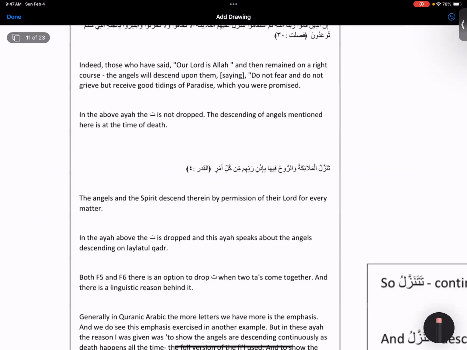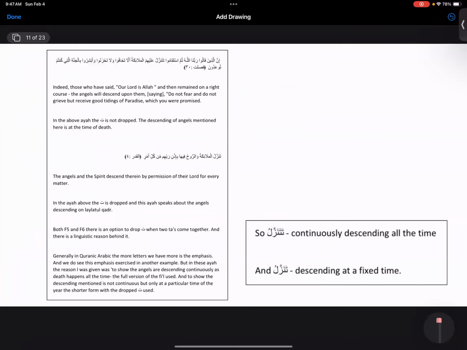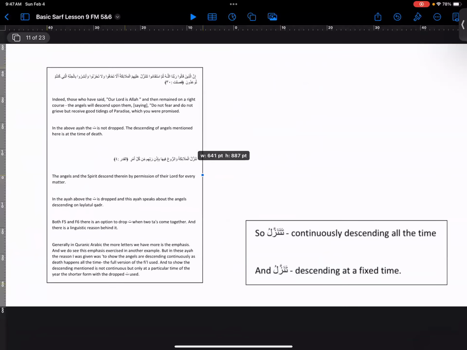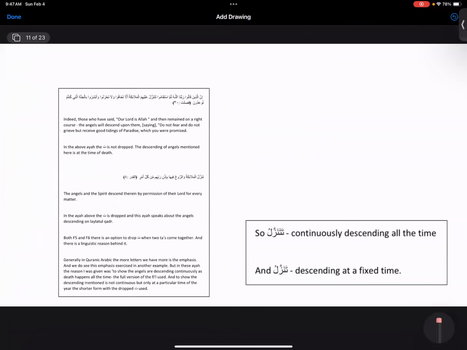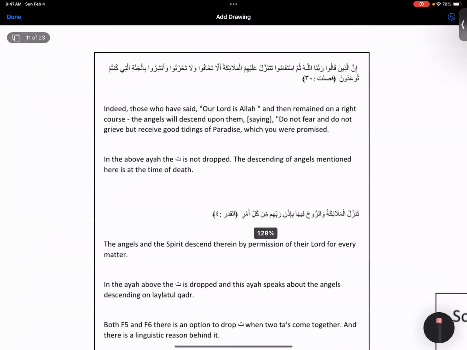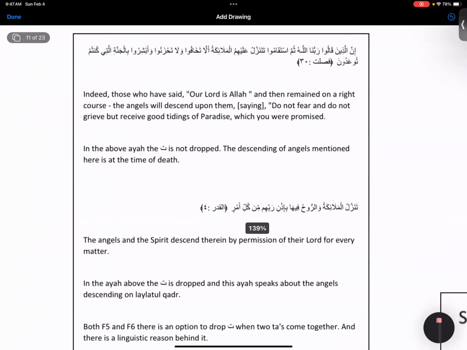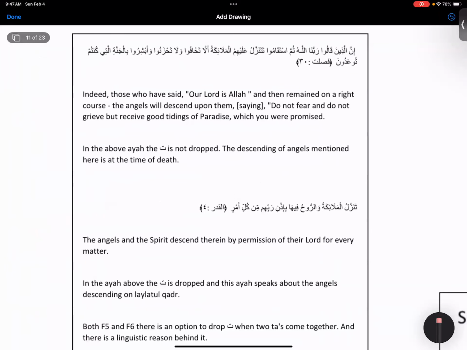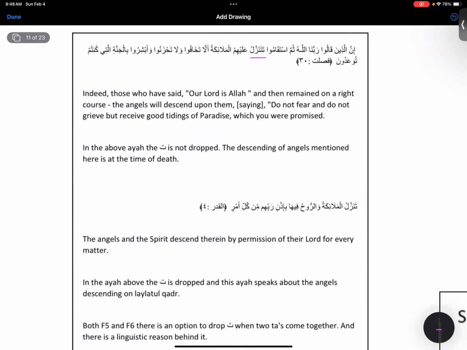Now in the above example, ta is not dropped, right? Because tatanazzalu, and in Surat Qadr we see tanazzalu, right? The ta is dropped over there. So in the above, ta is not dropped. The descending of angels mentioned here is at the time of death, right?